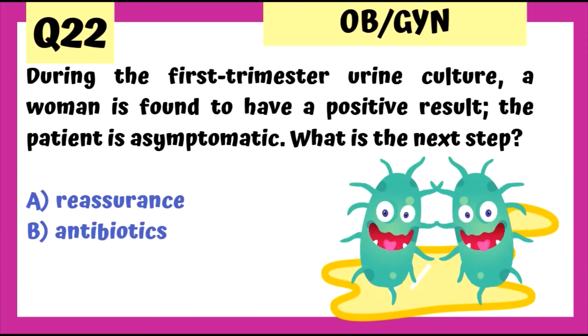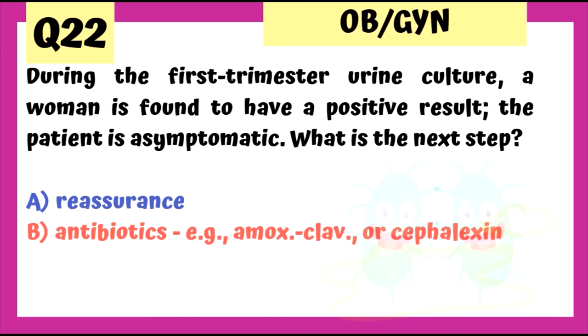Question 22. During the first trimester urine culture, a woman is found to have a positive result. The patient is asymptomatic. What is the next step? We want to treat it. We give, for example, amoxicillin clavulanate or cefalexin.